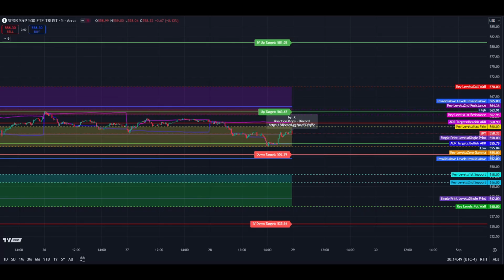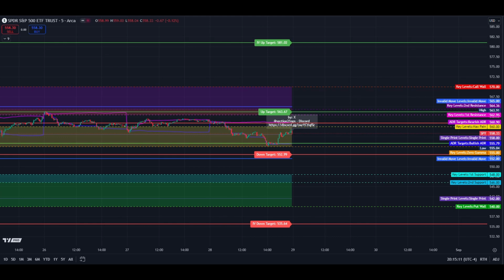All right, so we're back putting this all together for one final look at how it's all supposed to fit together. So we're going to use those ADR targets to look and see what the range might be. We're going to use the resistance and support points to know what the range might be.